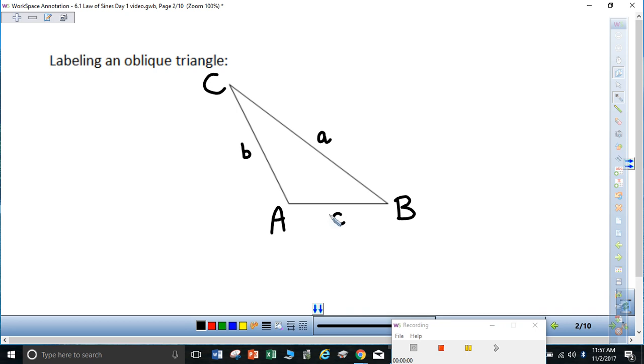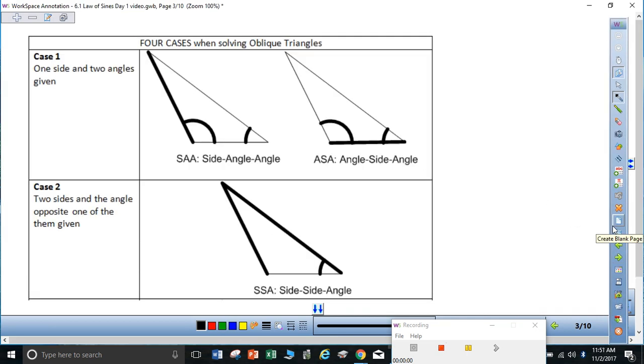To solve an oblique triangle, we need to know the length of one side and one of the following: the length of one side and two angle measures, the length of one side and one angle measure and another side length, or the length of one side and the other two side lengths. This is going to lead us to 4 cases when solving oblique triangles.